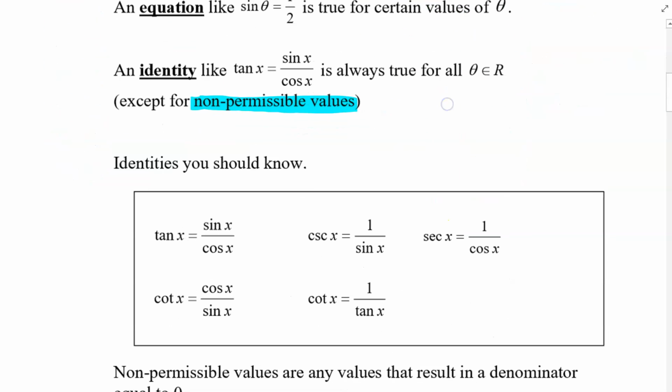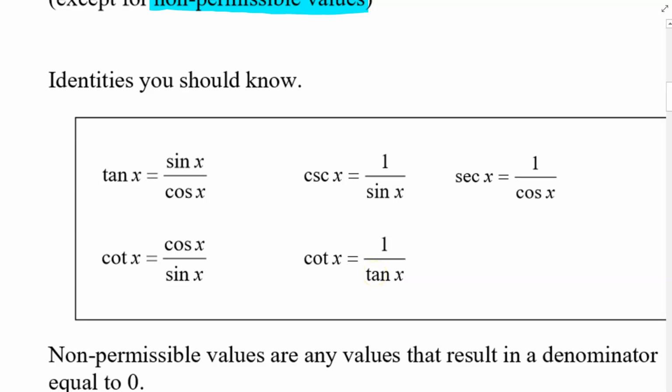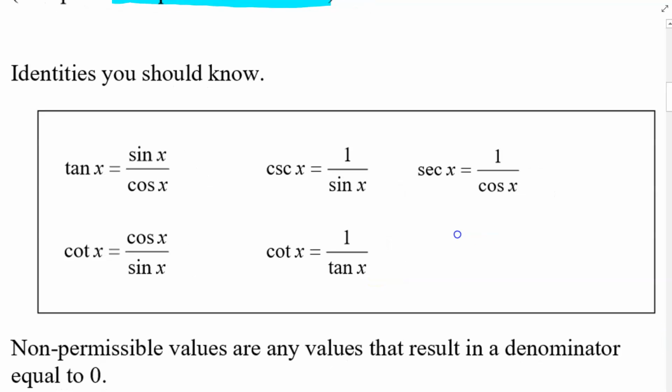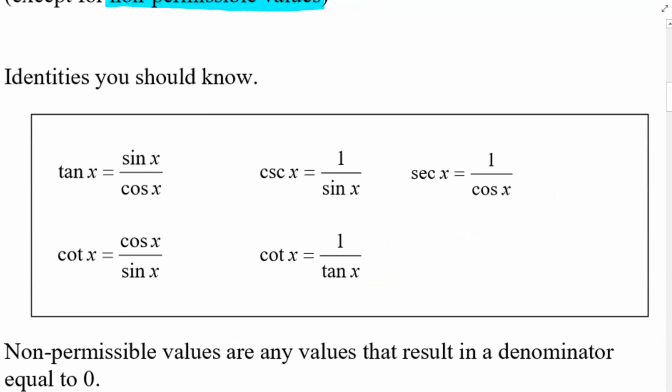Here are some identities that we should know, and these are the basic definitions of our trig. The tan of x is equal to sine over cos, and so on. I won't read them all out for you. Now I want to say on the bottom, non-permissible values, for trig anyways, are values that result in a denominator equal to 0. That's the way we're going to be figuring these things out.